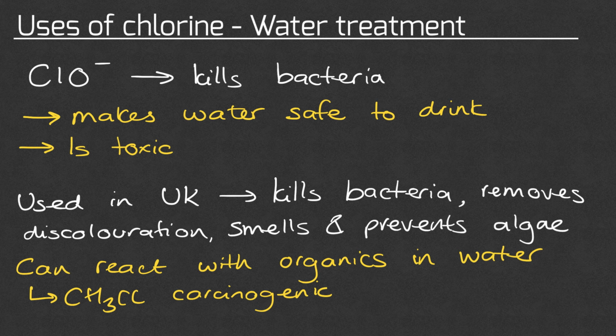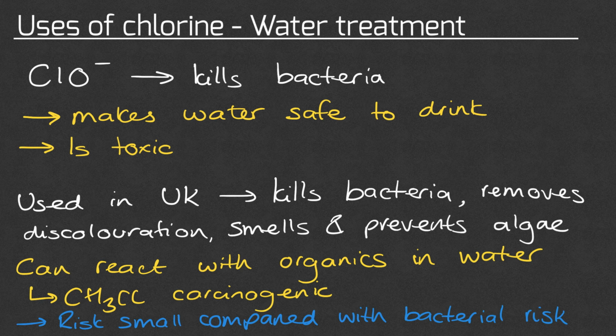However, chlorine or chlorate can also react with organic compounds in water. So for example, it can form chloromethane, which is a carcinogenic compound. It can cause cancer. However, the decision's been made that this is worth the risk. It's quite a small risk compared to the risk from bacteria growing in the water and causing illness that way. There is also a very small amount of these organics in water, so the chance of any one person having a high concentration of this in their drinking water is extremely low. But you do need to be able to evaluate the advantages and disadvantages of using chlorine in water treatment.